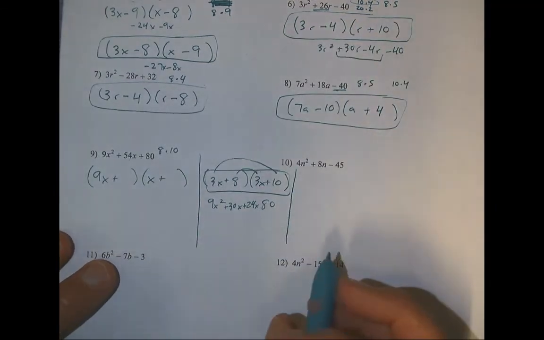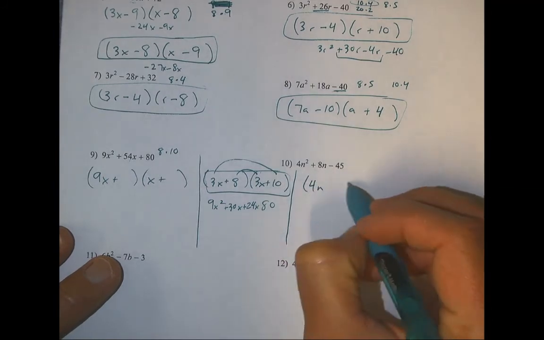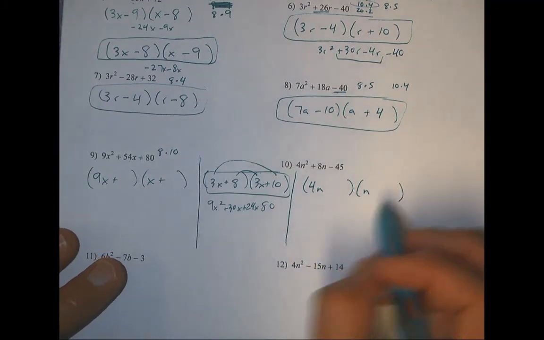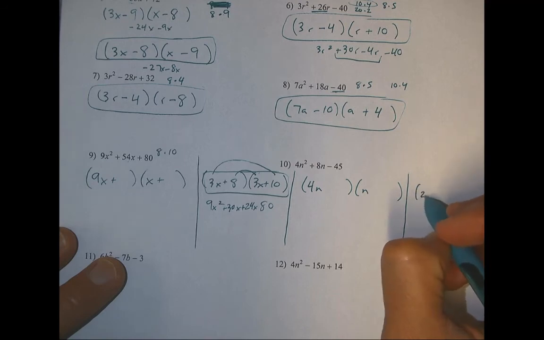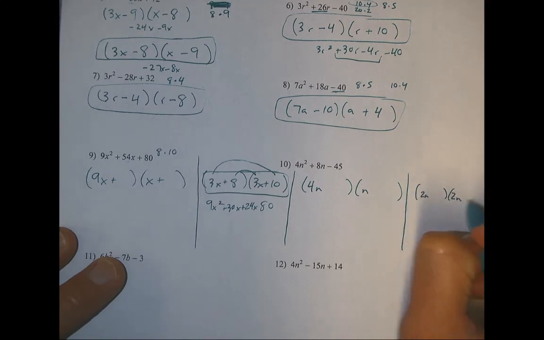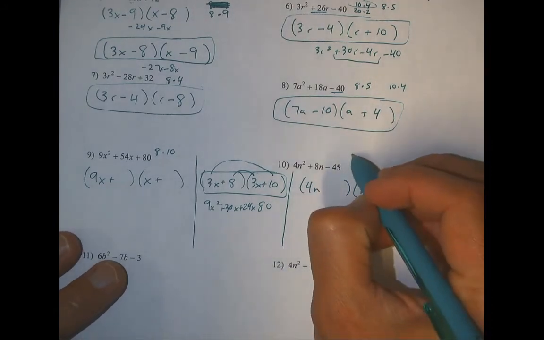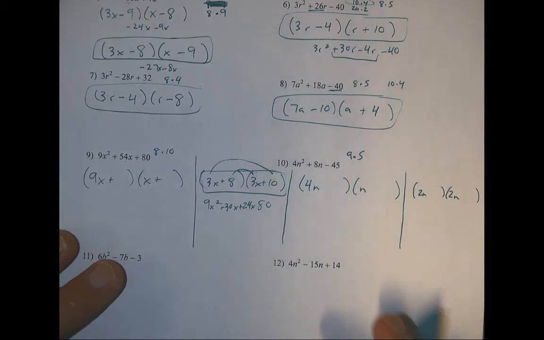All right, number 10. With the 4, again, I could have a 4 and a 1. But I could also have a 2 and a 2. So I kind of got to think about it both ways. Now with 45, I'm thinking 9 and 5. That's the most common ones there for 45.